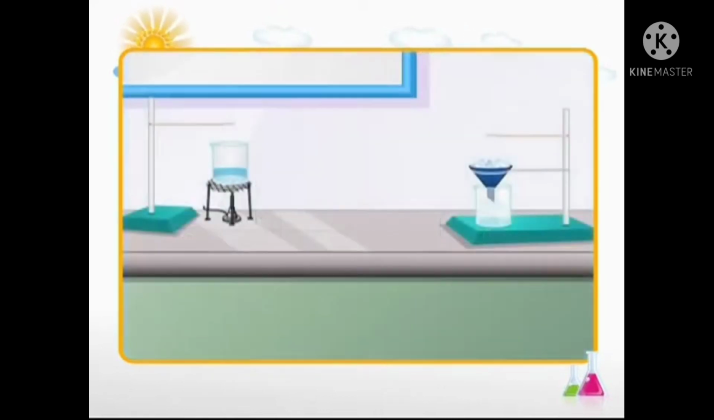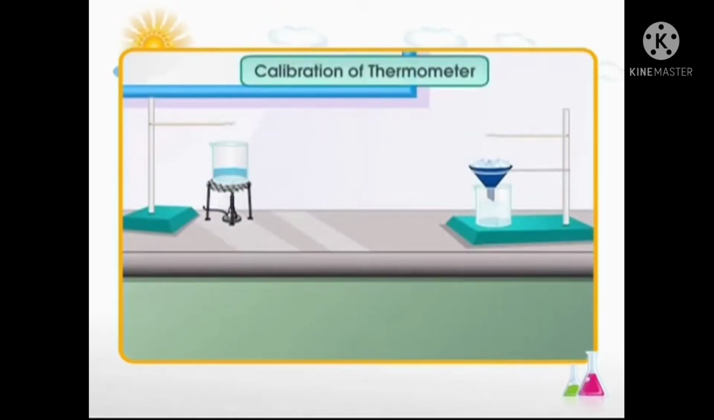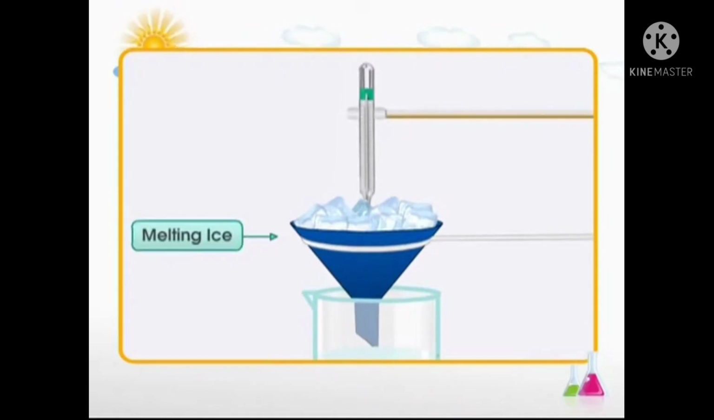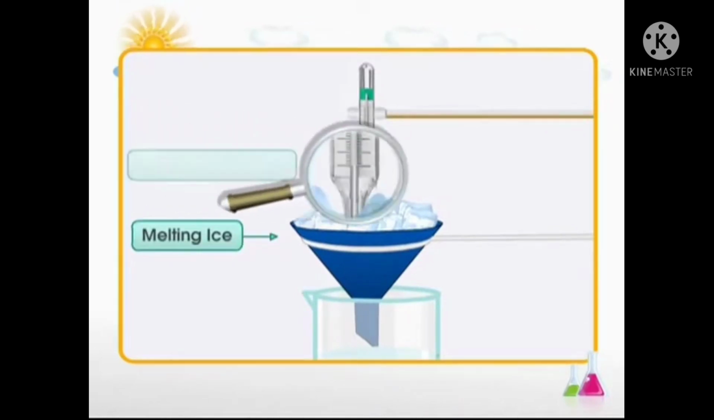Let's now learn to calibrate a thermometer. For this, first place the thermometer in ice and mark the melting point of ice, that is 0 degrees Celsius, as lower fixed point of the thermometer.